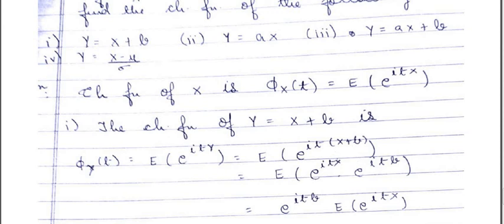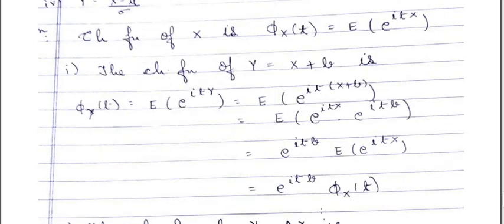So e raised to i t x into e raised to i t b. So e raised to i t b is constant because it assumes only a constant value, that is e raised to i t b. i is the imaginary part, t is real valued, and b is constant. So it is independent of the variable x, so that it is outside the expectation sign. So e raised to i t b, expected e raised to i t x, so that e raised to i t b phi x t.